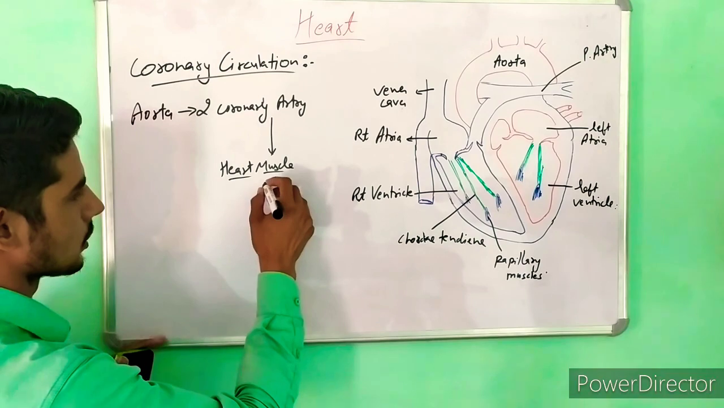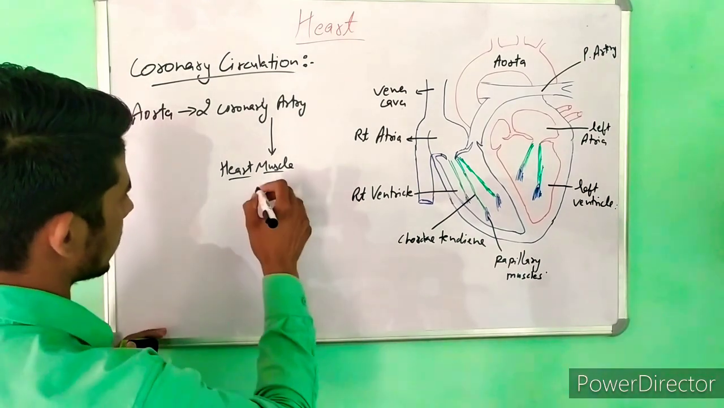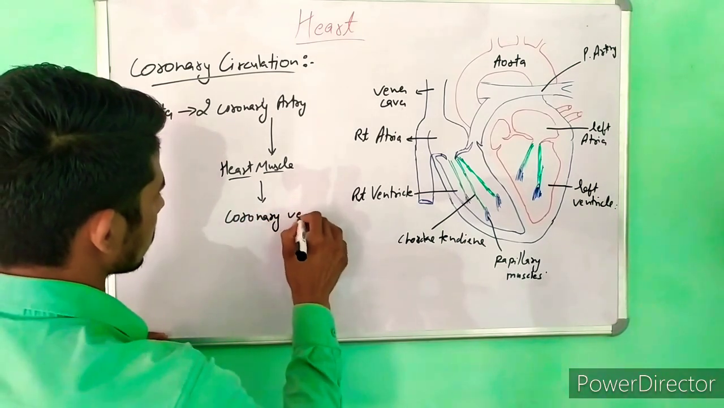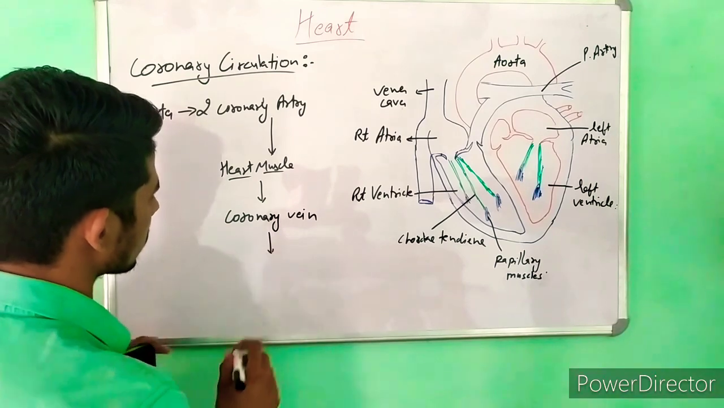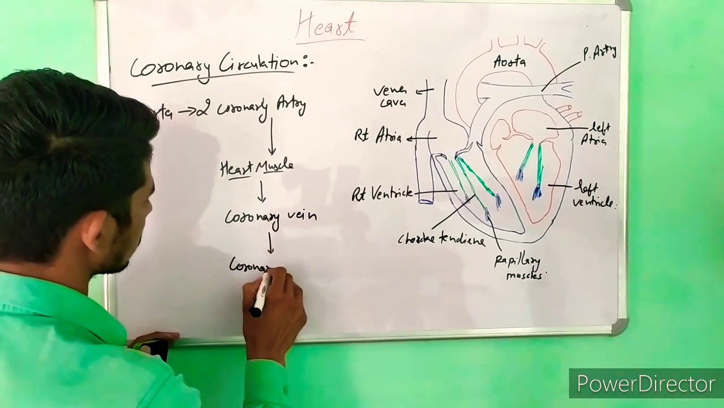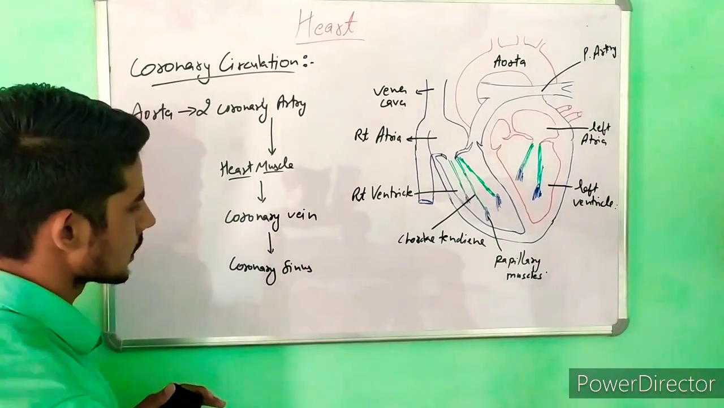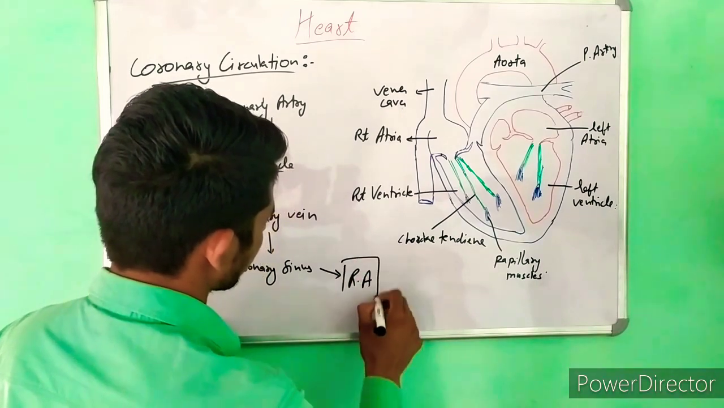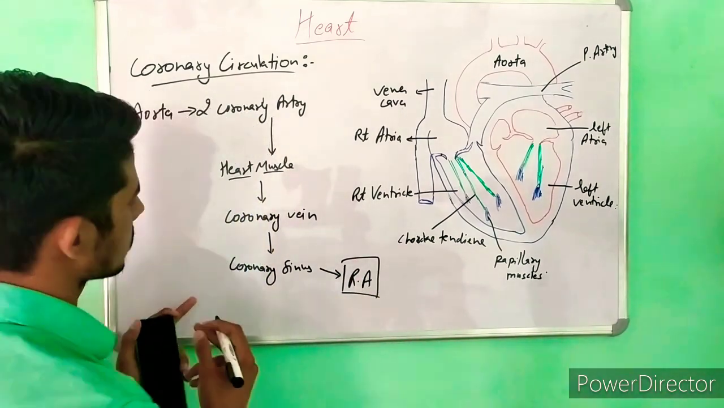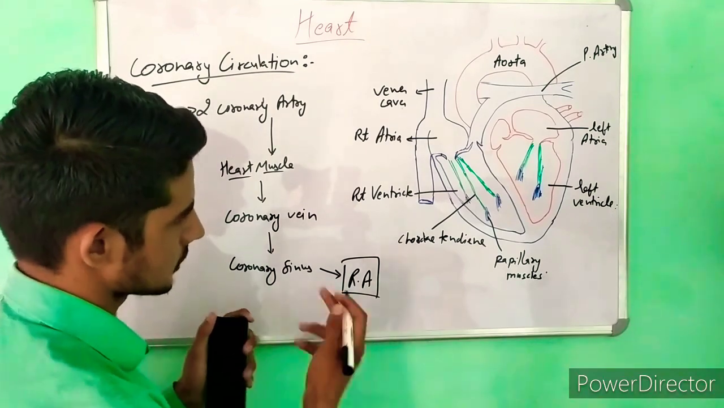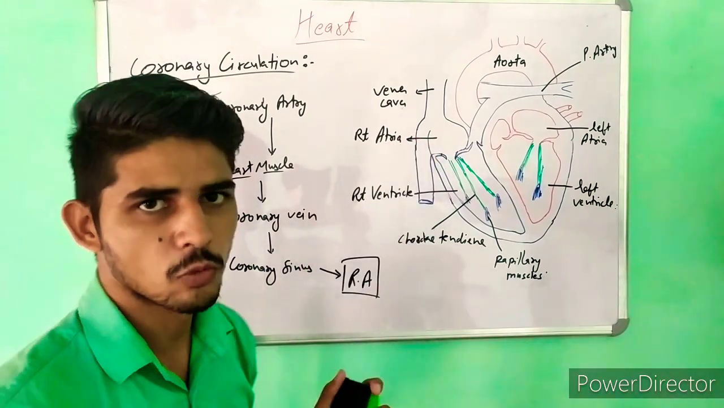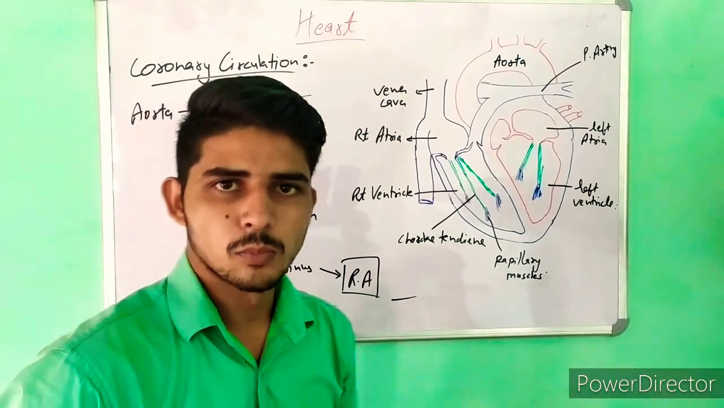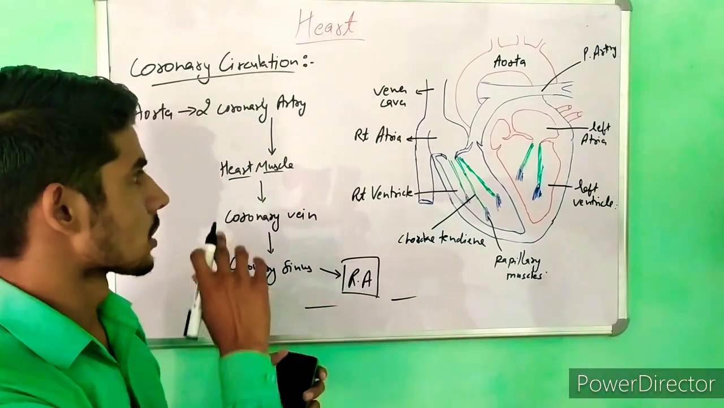And the deoxygenated blood from all over the heart is collected by the coronary vein, and the coronary vein drains the blood to the coronary sinus. This coronary sinus opens in the right atrium, and this blood delivered to the right atrium mixes with the deoxygenated blood which comes from all over the body. So this is the heart, the blood circulation of the body and the coronary circulation.